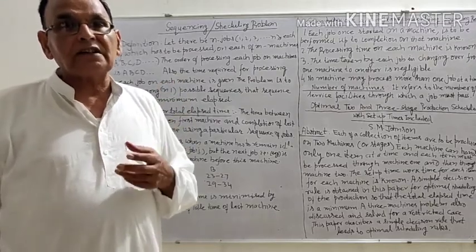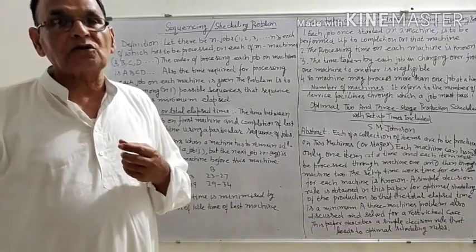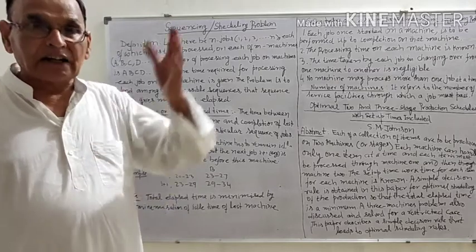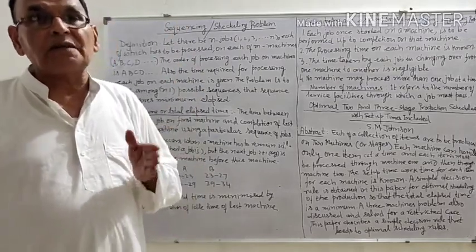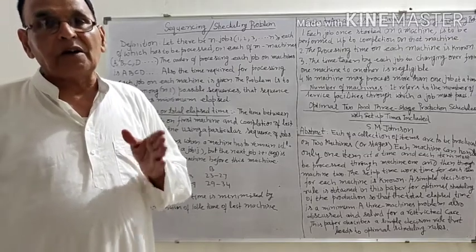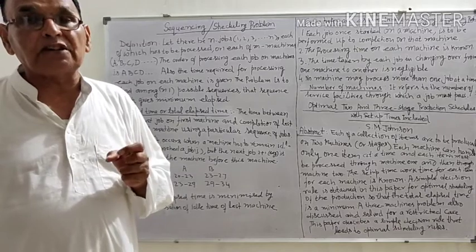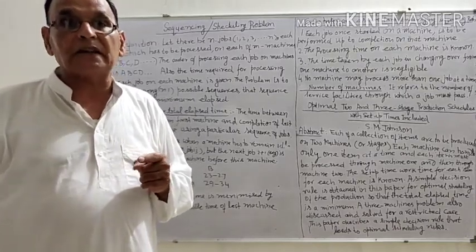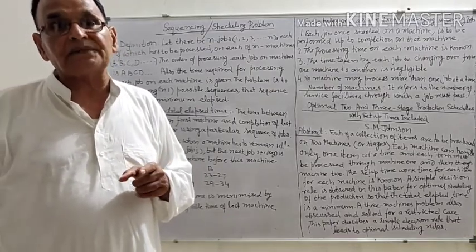Suppose we take the case of two machines, A and B, and jobs are to be processed on the machines in the order AB. So then if there are n jobs, the total number of sequences will be n factorial. But among these n factorial sequences, our objective is to find the optimal sequence, which means the one which minimizes the total elapsed time.